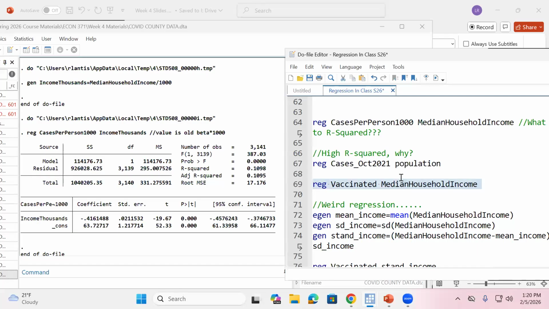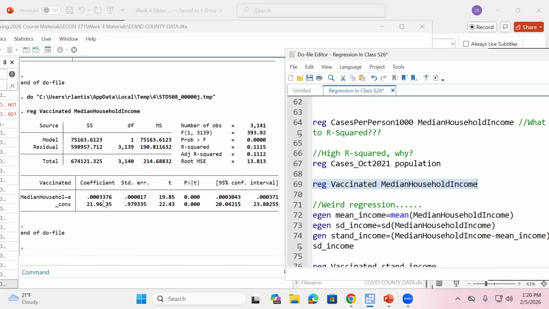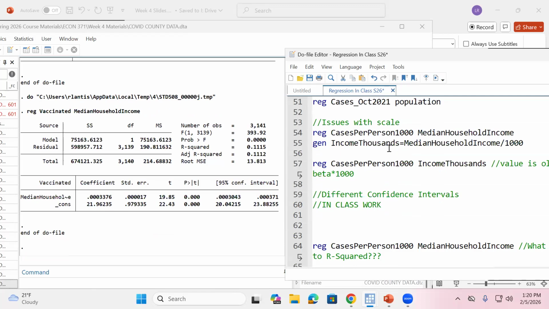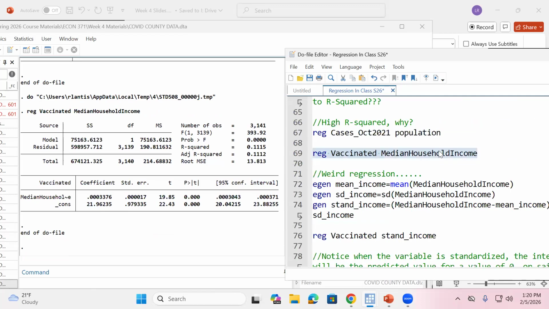So if I run this regression, what would be the interpretation of this coefficient? Well, if I have median household income, did I change it to be in thousands? No, great. So this is in dollars. If the median household income in a county goes up by $1, the predicted percent of that county that gets vaccinated would go up by 0.0003. It's a very small effect, but is it statistically significant? Very. P-value is 0, right? So I could reject at all levels.